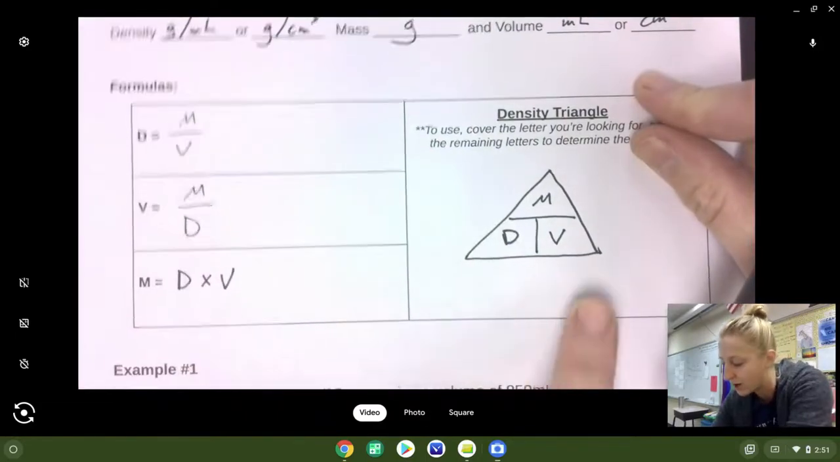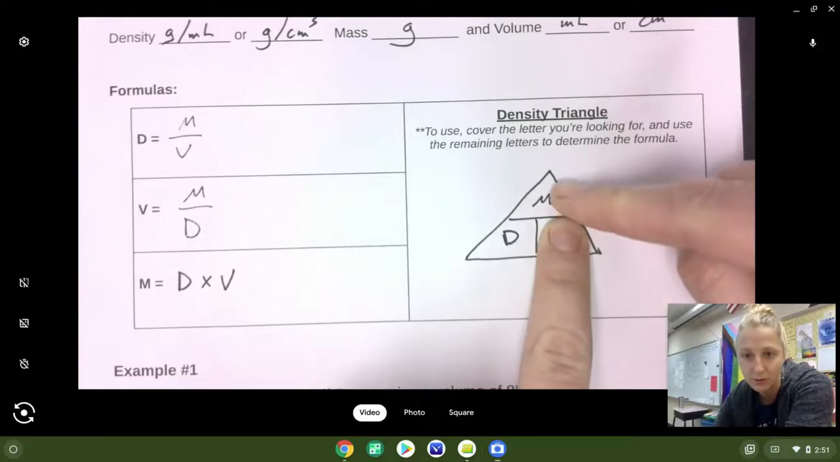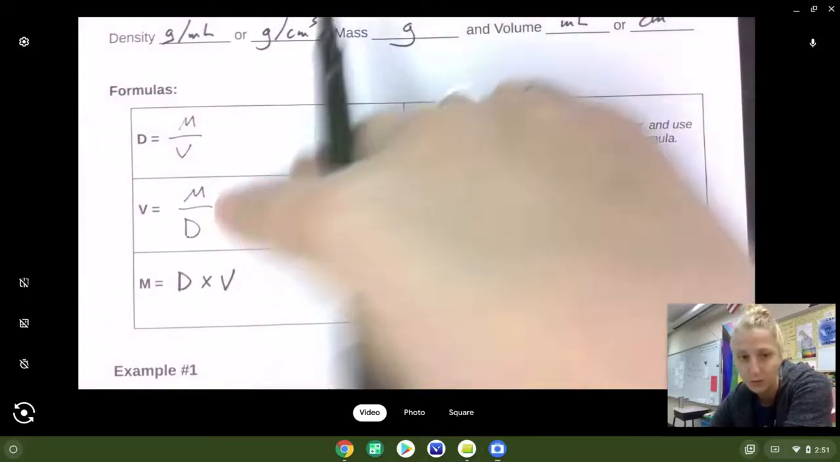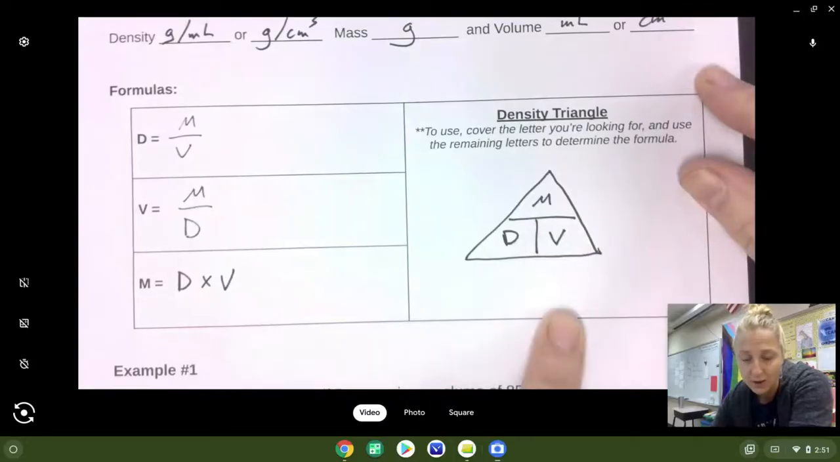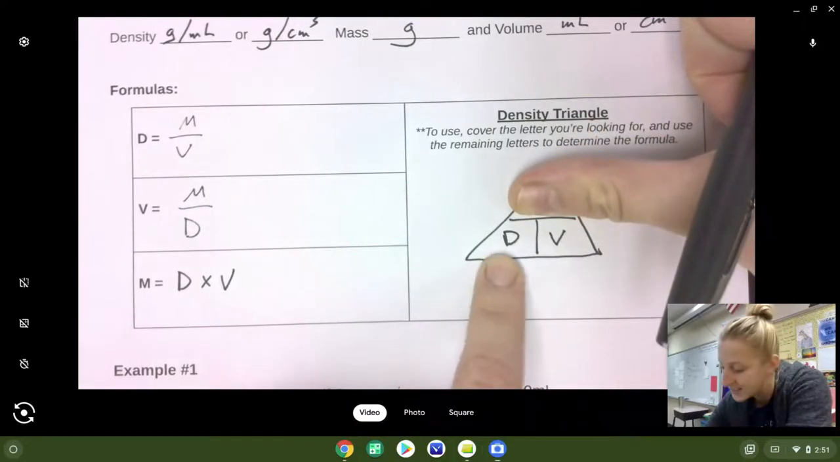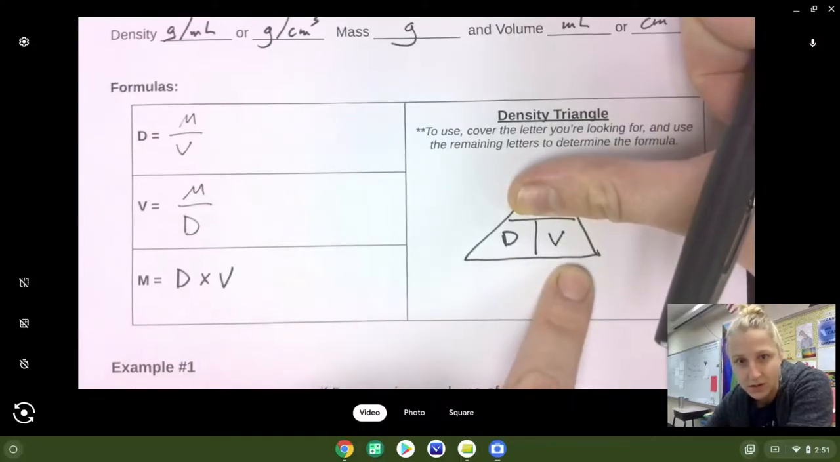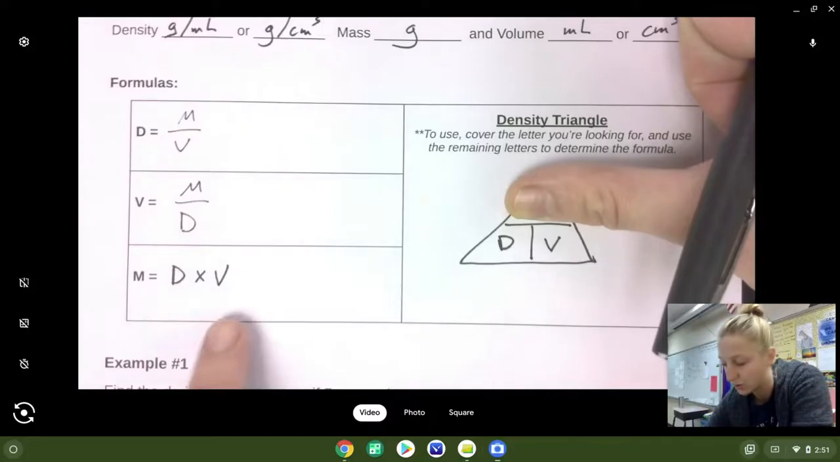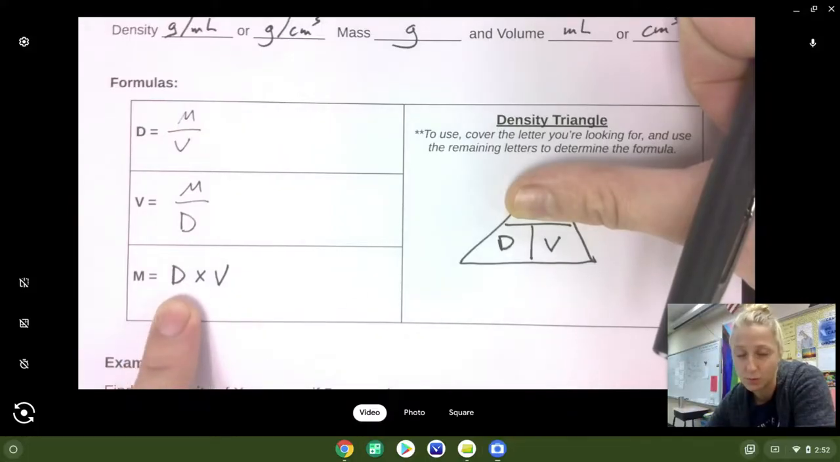Say you're looking for volume. Cover up the V, you're left with mass over density, M over D. Volume equals M over D. Finally, if you're looking for mass, if you cover that up, you're left with a D next to a V. So this time it's not on top of one another, right? They're next to each other, and that time we are going to multiply.